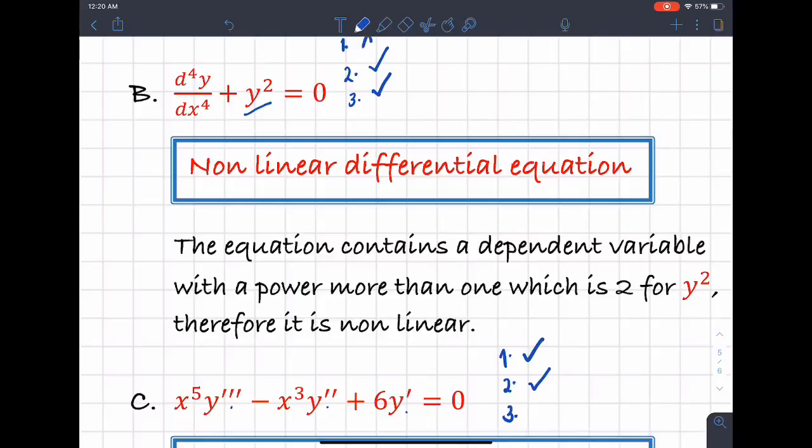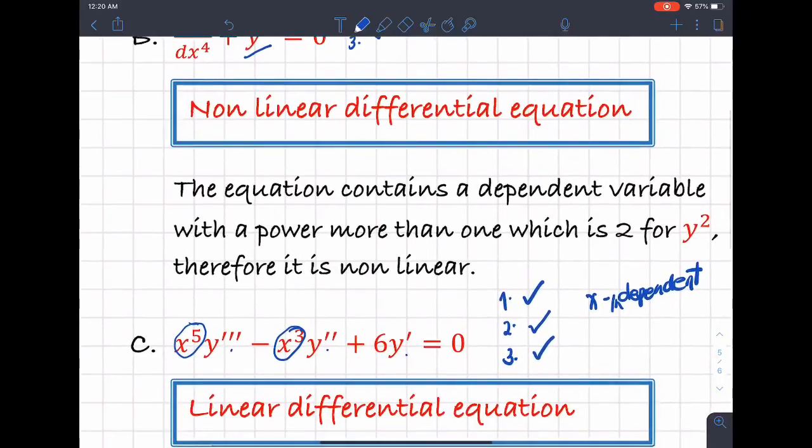And lastly, there should be no product of the dependent variable and the derivatives. There is a product of the derivatives and a variable. However, x to the fifth, x cubed, x is considered an independent variable. So even though x is a variable multiplied with the derivative, that is still fine because x is not a dependent variable. It is an independent variable. Thus, it satisfies all the criteria, and that makes it a linear differential equation.